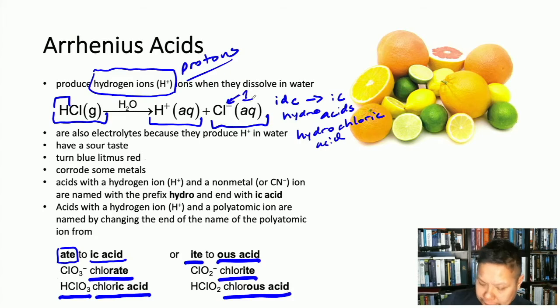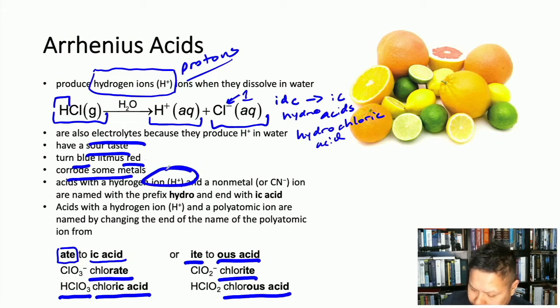Make sense? Also, when these dissolve in the water, they become charged ions, so they are electrolytes. They're sour to the taste, like lemons and limes. They turn blue litmus paper red, and they also corrode some metals. And we've already talked about how they donate hydrogen protons, H plus ions, into solution, and we've already talked about the naming. So that's basically what the Arrhenius acid-base theory is about.